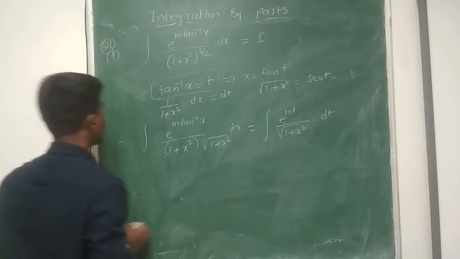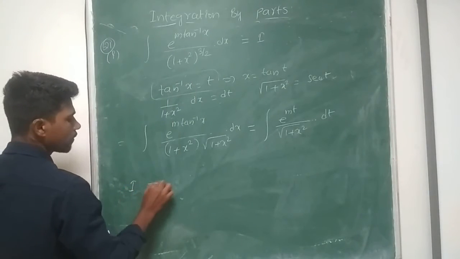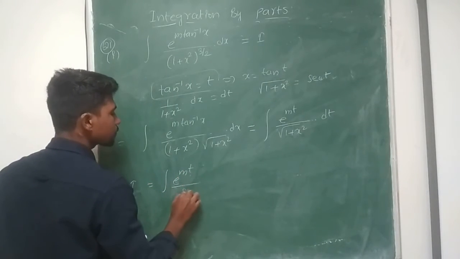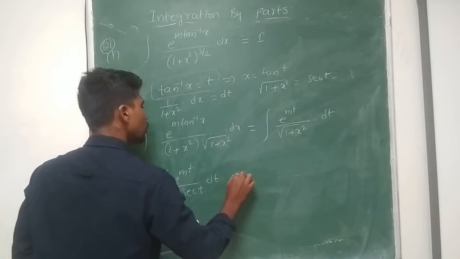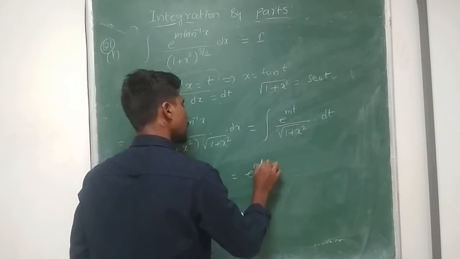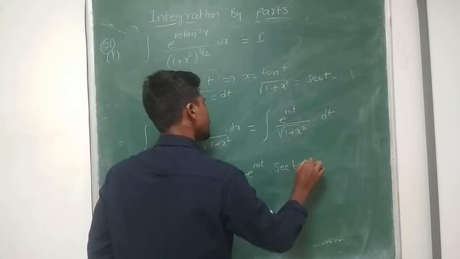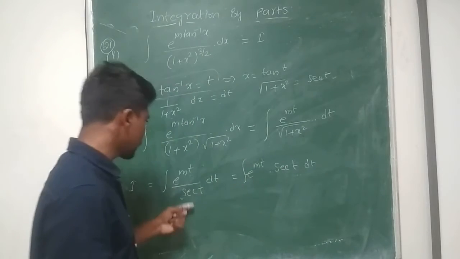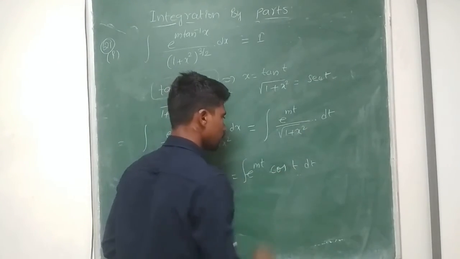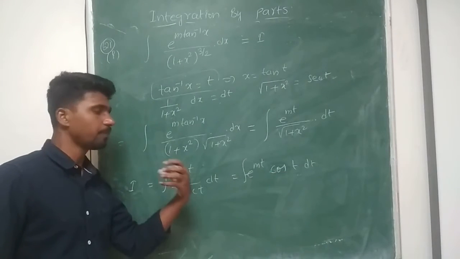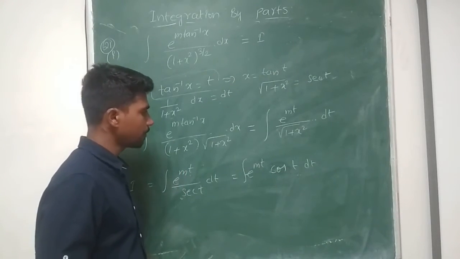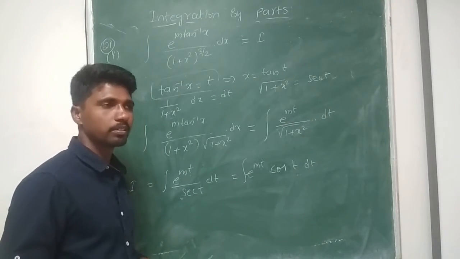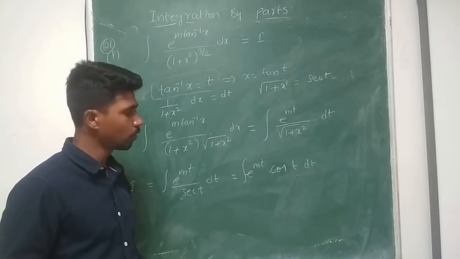So substitute that also. The given I is reduced to integral e power mt by secant t dt, which is nothing but e power mt into cos t dt, since 1 by secant t is cos t. So I have to find this particular integration. How can I find it? Previously we saw e power ax into cos bx plus c. Same procedure. There are b and a, we have here m and 1. The coefficient of t is 1, right?